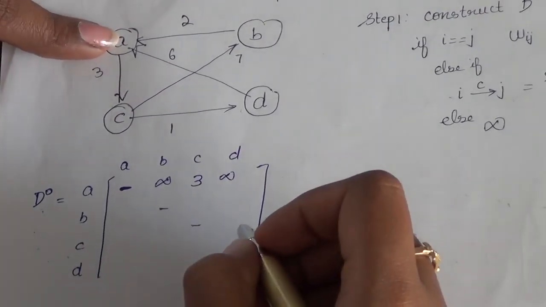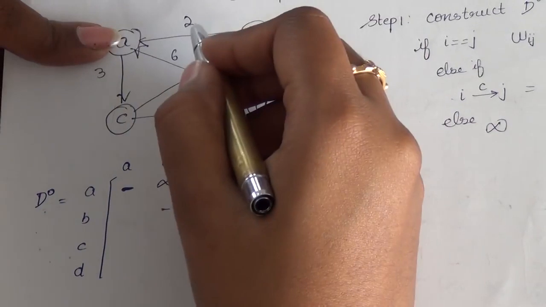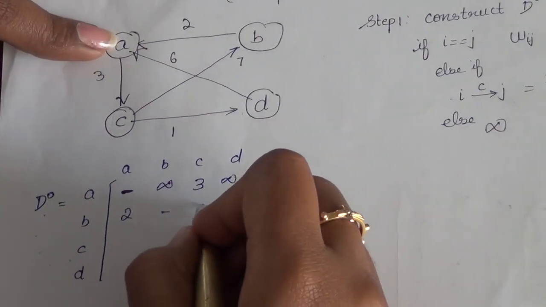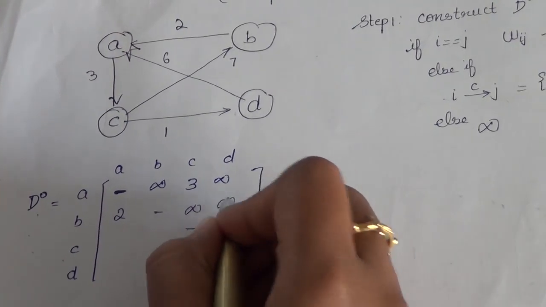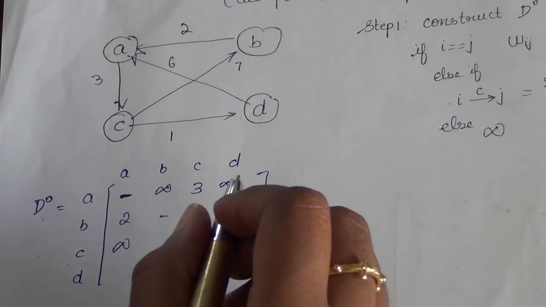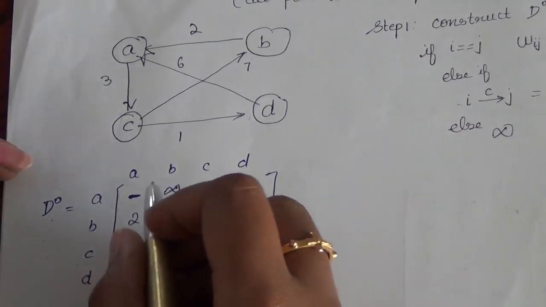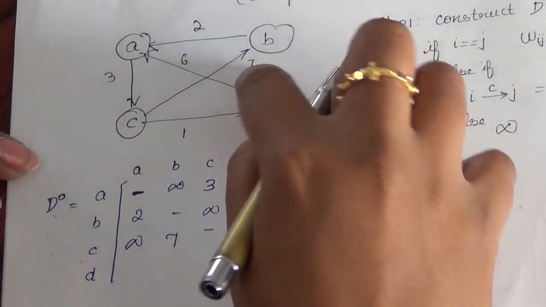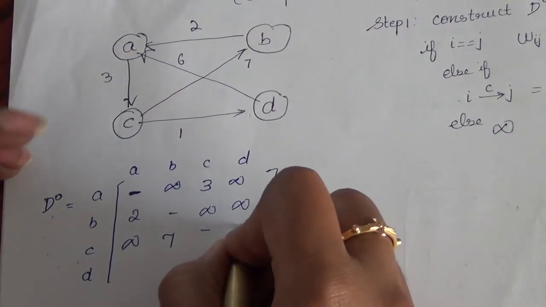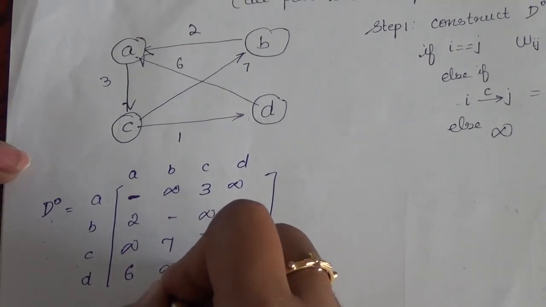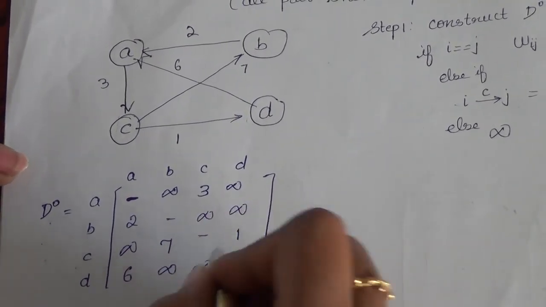Similarly, I am filling all the other values. For B to A, there is a weighted value of 2. For B to C, it is infinity. B to B is also a hyphen. C to A is infinity, because there are no directions from C to A. For C to B, it is 7. For C to D, it is 1. For D to A, it is 6. For D to B, it is infinity, and D to C, it is again infinity.